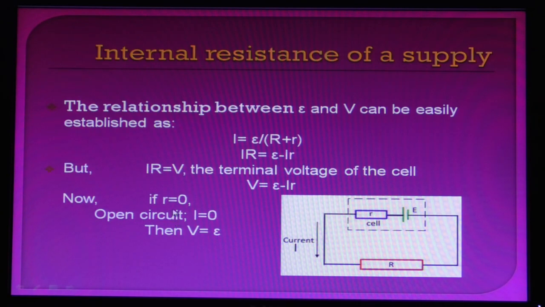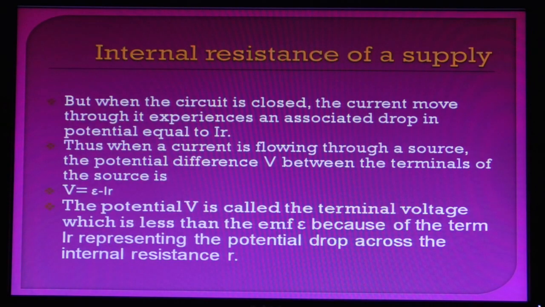Now, if we make small r equal to 0, so that there is no internal resistance, then I into 0 makes the term Ir zero. So what we get is V is equal to epsilon. It means the potential difference is equal to the EMF of the battery when there is no internal resistance.